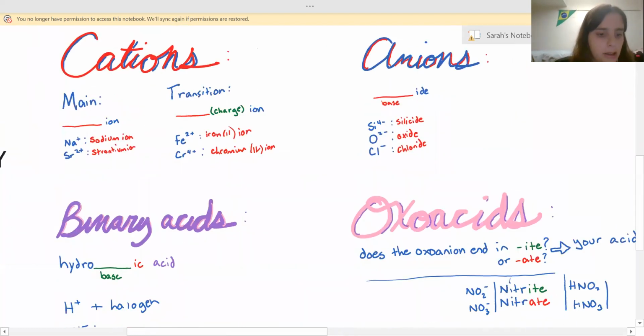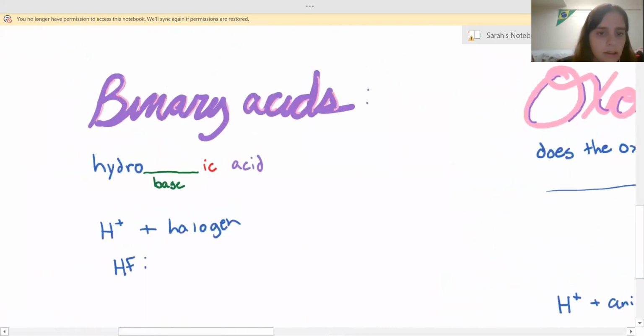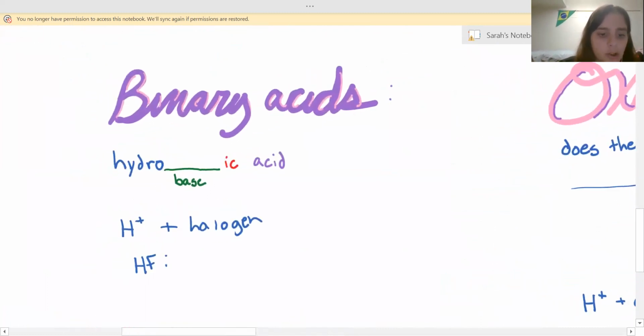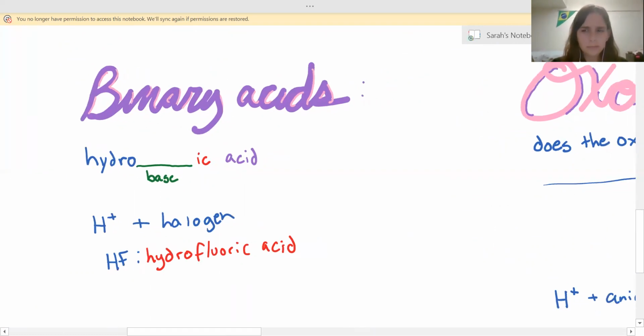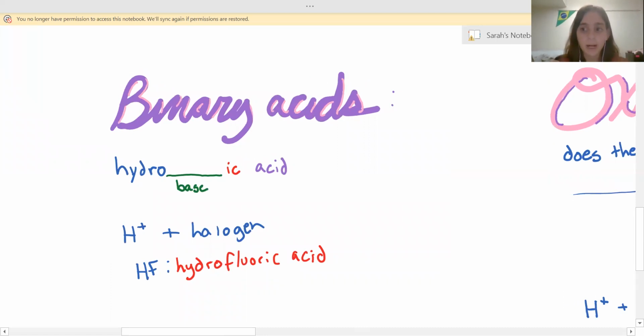All right, so if we go through this example, we have a hydrogen and a fluorine. Fluorine is a halogen. We go by this rule shown up here. It'll be hydro, the base of that element, ic, and the word acid. So this one will be hydrofluoric acid. Also pretty straightforward. Okay, you have binary acids.